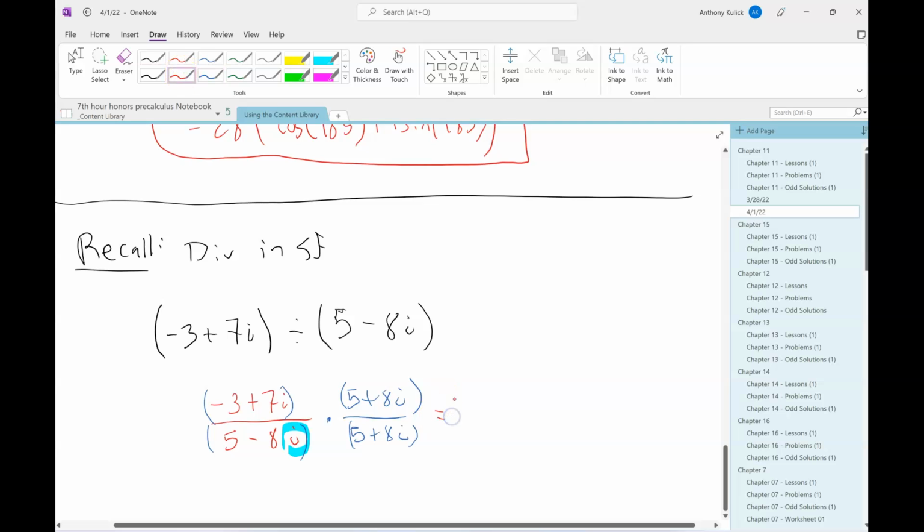So we need to FOIL out the numerator. So negative 15 minus 24i plus 35i plus 56i squared. And then on the bottom, we're going to have 25 plus 64. Again, I just used the difference of two squares to do that quickly.